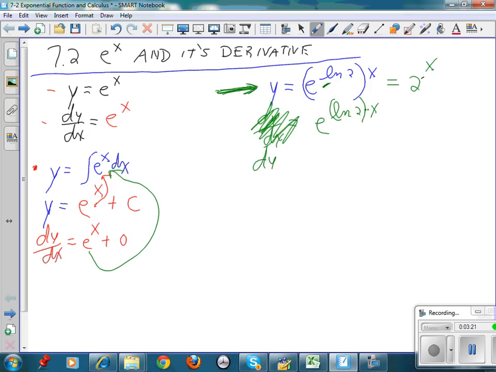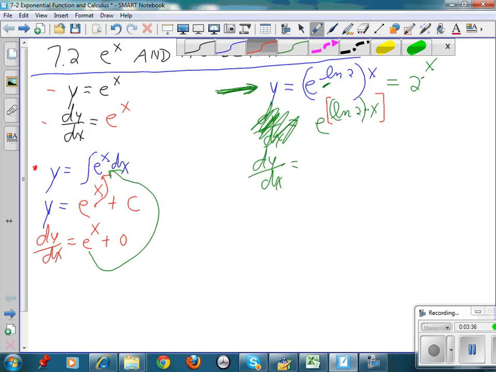What is dy/dx? Let me remind you again of the chain rule. We're going to use this chapter as an opportunity to review a lot of the things we've learned in calculus, not everything. The inside function is this, right? What's the derivative of natural log of 2 times x? It's just a constant times x, so the derivative of a constant times x is just the constant. So I'd bring the natural log of 2 out front.